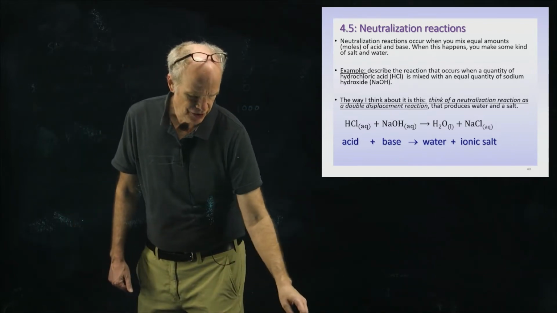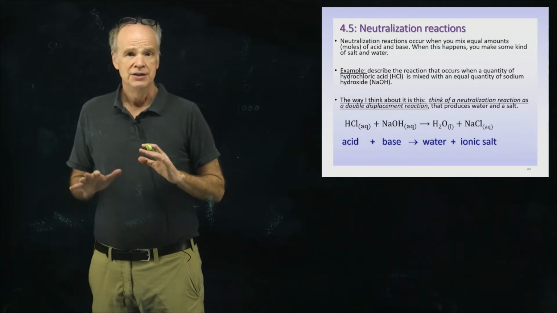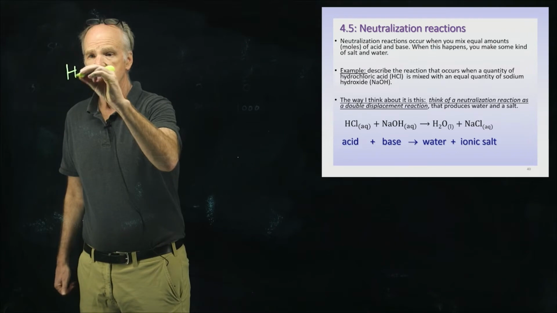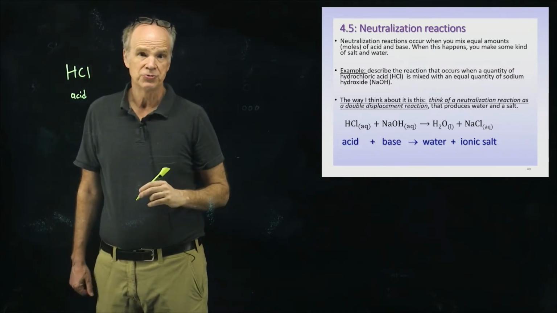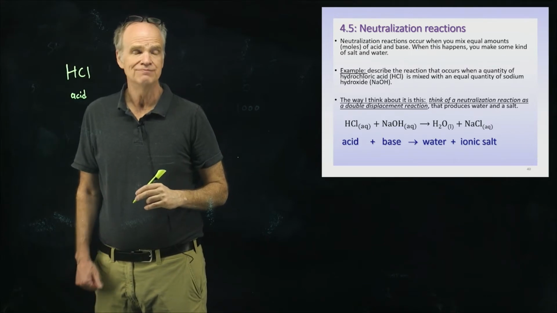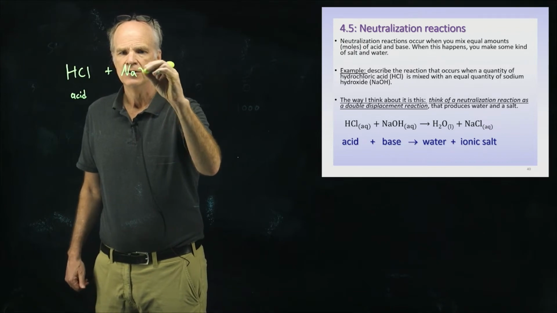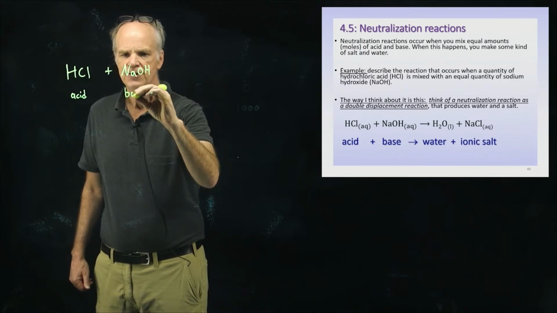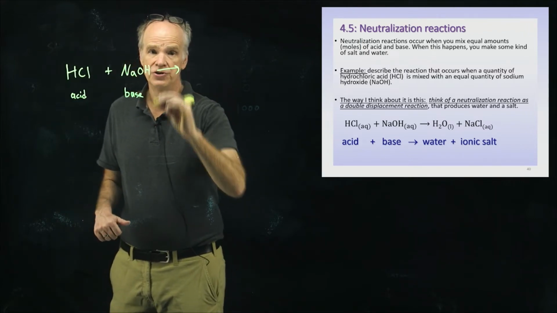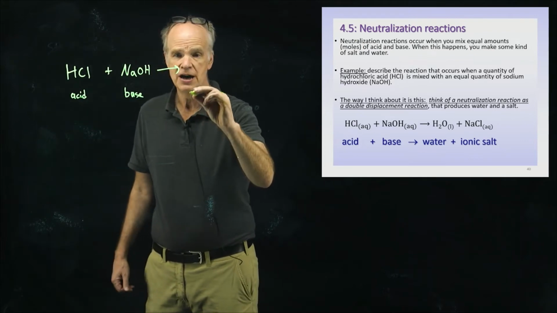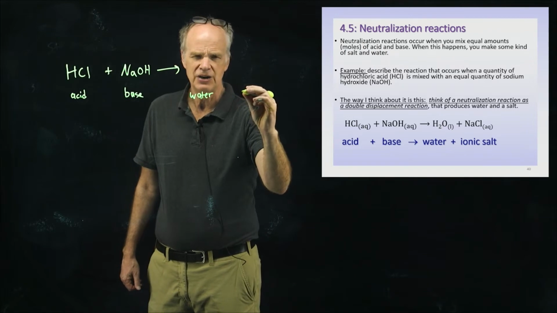So let me just give you the classic example of a neutralization reaction. We'll have hydrochloric acid. So this is the acid. And then we're going to react it with an equal number of moles of sodium hydroxide, which is a base. Then they will completely react with each other and produce two new products. One product is always water, and the other product is some kind of ionic salt.